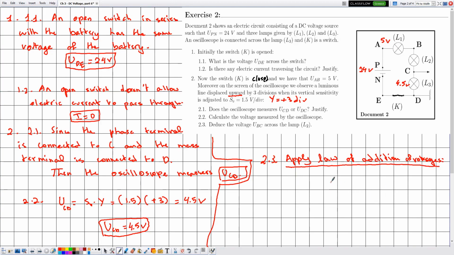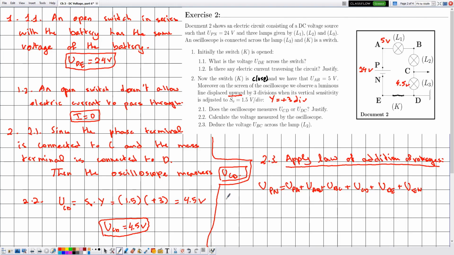And how do we apply this law? Always on the left we write the voltage of the battery, which is given by UPN, and on the other side we will write the voltages across different electric components starting from P and ending with the point N. So from P to A across the connecting wire, from A to B, from B to C, from C to D, from D to E, and E back to N.